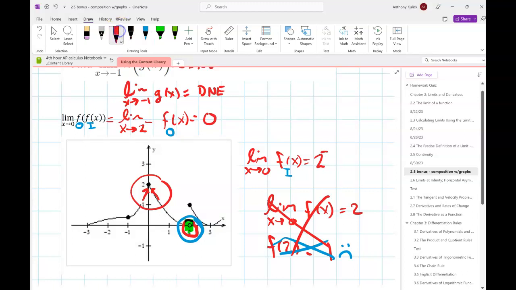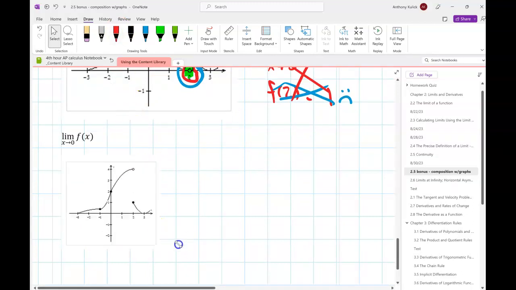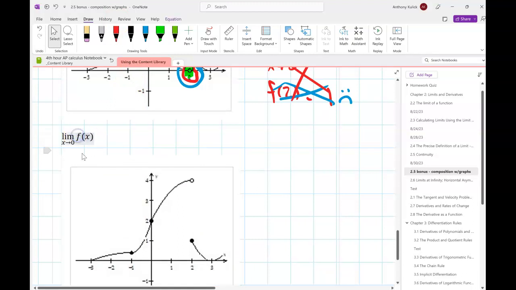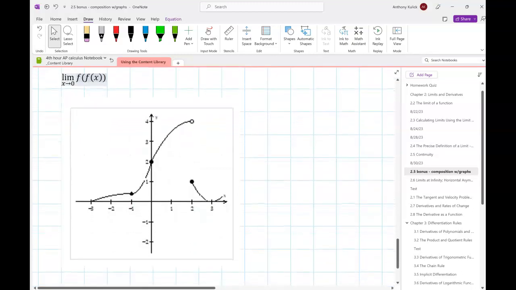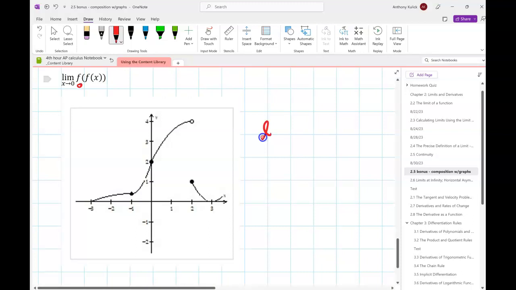I have one more example here. But the one we just did is a frequent one I see on the AP exam, and it's a tough one because you want to just do your continuity rule and just do f of 2, and you can't. All right, let's look at this one. We start the same way, right? Again, we'll call this outer and inner.